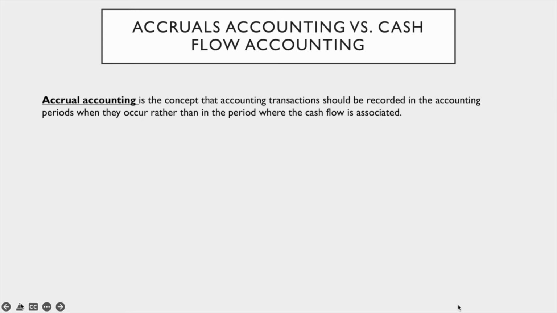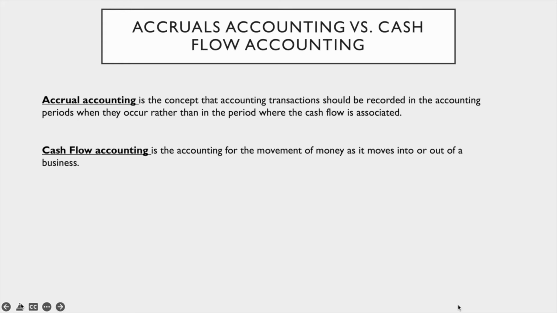So there can be a disconnect between when a transaction occurs, in terms of when a service is received or a sale happens, and when the associated cash flow actually happens. So accrual accounting accounts for transactions as and when they are deemed to have occurred. By contrast, a cash flow basis of accounting accounts for the movement of the money as it physically moves into and out of a business. So we're going to demonstrate, by way of an example, to illustrate both of those concepts.